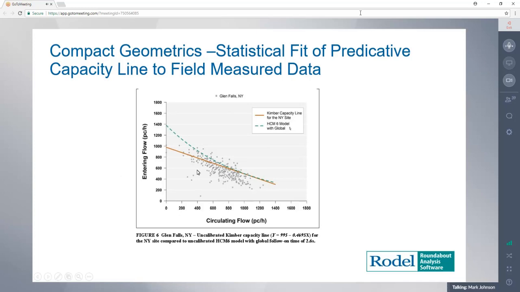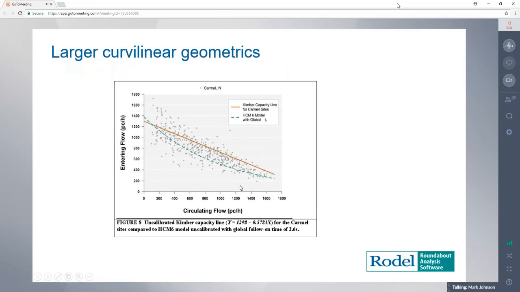And what we found at the end was, the Kimber line is shown here in the orange-tan color, and the HCM6 in the green dash. The Rodel line predicts the capacity better, as we went through that statistically in terms of fit of a line, and it outperforms the HCM6 line in each case.